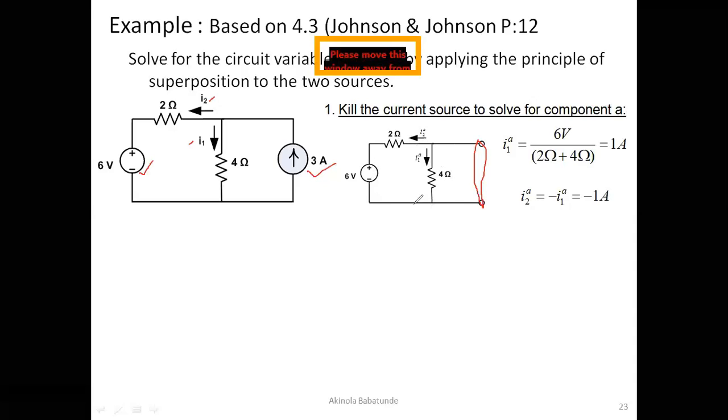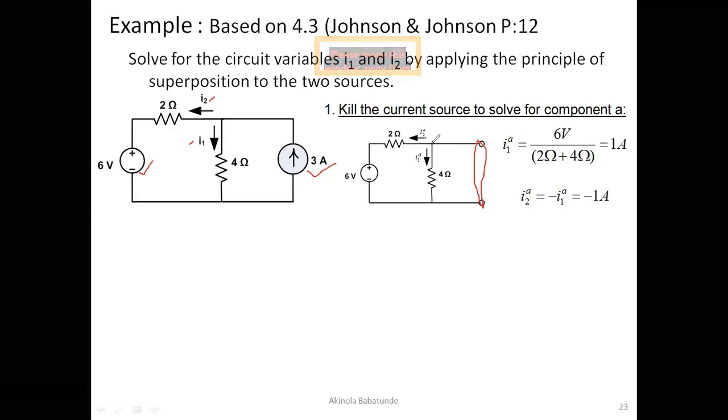So in this particular case, the equivalent resistance would be equal to 2 plus 4 since they're in series, and that will be equal to 6. The effective voltage in the circuit is 6 volts. Using Ohm's law, we want to find I1A, the current moving through these 4 ohms. I1A would be equal to 6 volts divided by 2 ohms plus 4 ohms, and that will be equal to 1 ampere.